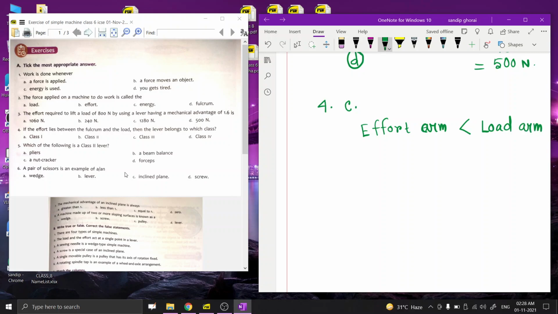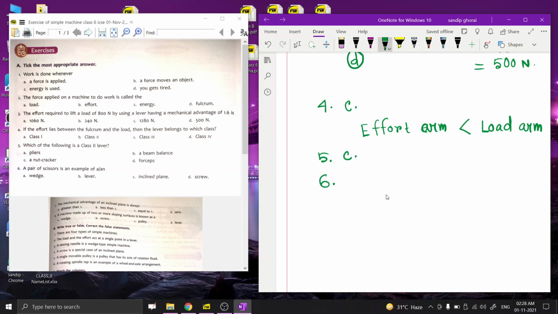Okay, now we move to our next question, question number 5. Which of the following is a class 2 lever? The options are pillars, a beam balance, a nutcracker, and four shapes. Okay, so for this question number 5, the correct answer is simply nutcracker, because nutcracker is an example of class 2 lever. So option number C is the correct answer.